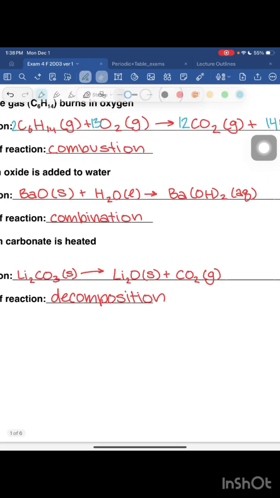On the bottom, gonna do the same kind of thing. I've got lithium, carbon, and oxygen. Then I have reactants and products. Lithium, I've got 2. Carbon, I've got 1. Oxygen, I've got 3. 2, 1, and 3. Hey, it's balanced. I don't have to do anything. Life is easy breezy.